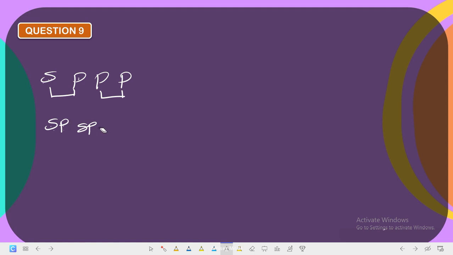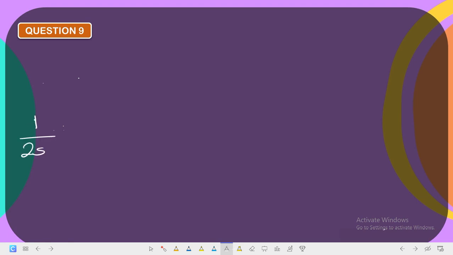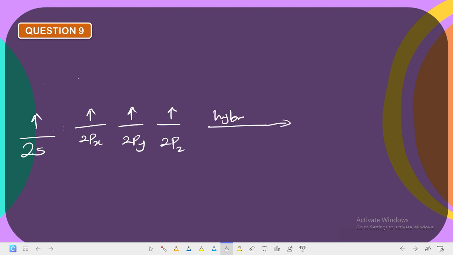So we are also coming here with the same information now that we already know. So you come here and say this is 2s with how many electrons? 1. This is what? 2px with 1 electron, 2py with 1 electron, and then what? 2pz with 1 electron. And then you route this. You say this is what? Hybridization. You must indicate this.